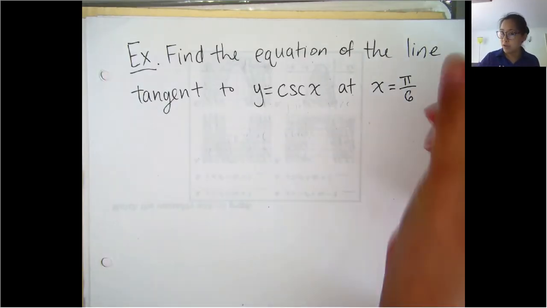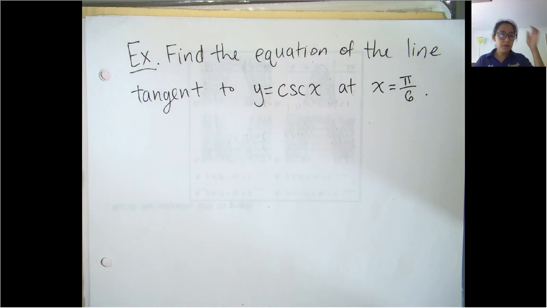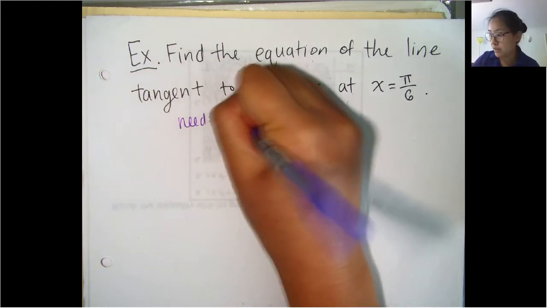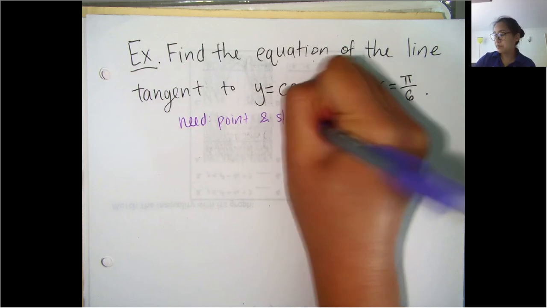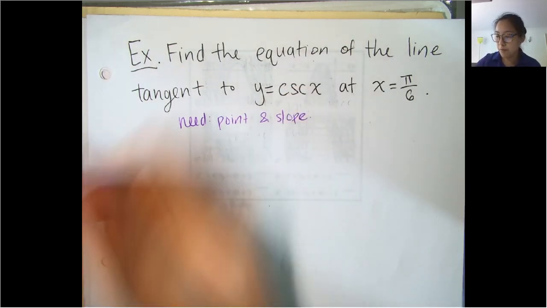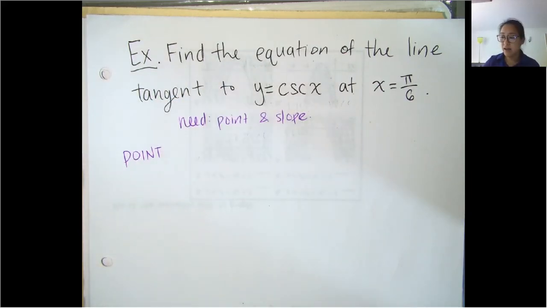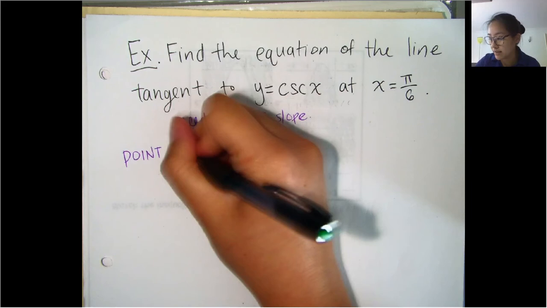Okay, let's do one more example. Find the equation of the line tangent to y equals cosecant of x at x equals pi over 6. Okay, so what do you need for the equation of a tangent line? When you see find the equation of a tangent line, you should think to yourself, oh, I need a point and a slope. Okay, so we'll do each one separately. So for the point, we'll just plug in the x value to find the y value.